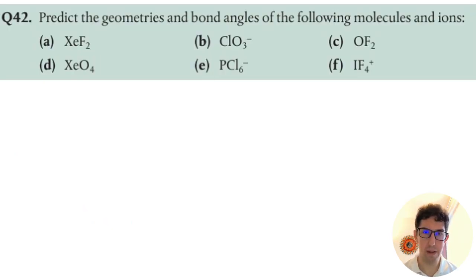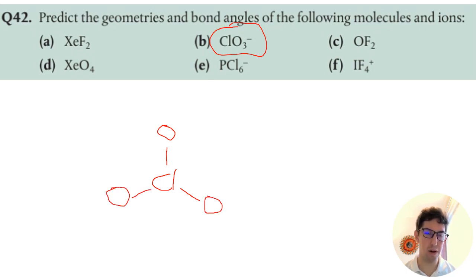Let's do B. Okay, so step 1, you want to work out its Lewis structure. So you can see put the central atom in the center and then connect it to the other atoms. If you're struggling to figure out which one's the central atom, if there's more than one, it's going to be the one furthest to the left on the periodic table, generally. Okay, so there's the start of our Lewis structure.